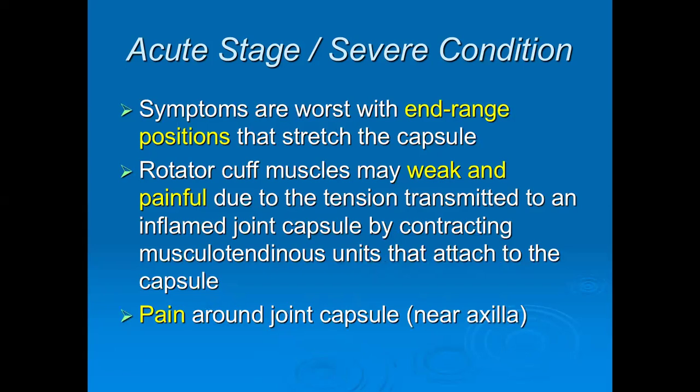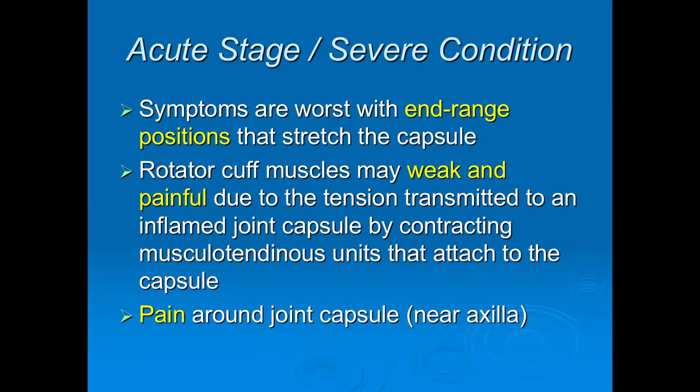In the acute state, the symptoms are worst and severe at end range position, because this end range position will put the capsule and the ligament at maximum stretch, which will lead to exaggeration of the symptoms and extreme pain. Similarly, the rotator cuff muscles will be weak or painful due to tension transmitted when the inflamed joint capsule is pulled. We have discussed this mechanism in detail in the previous section.